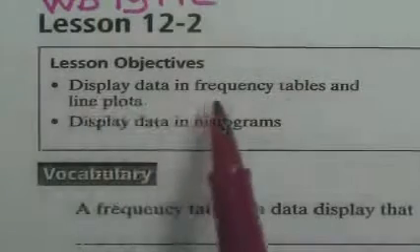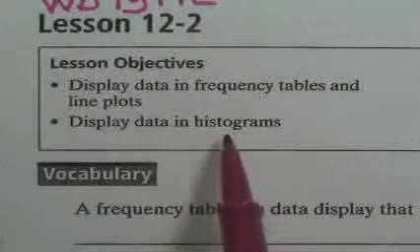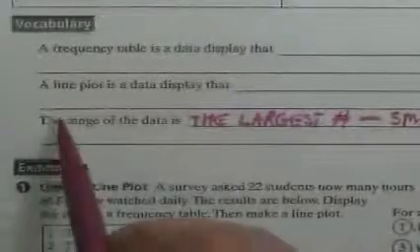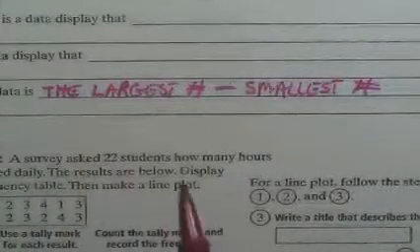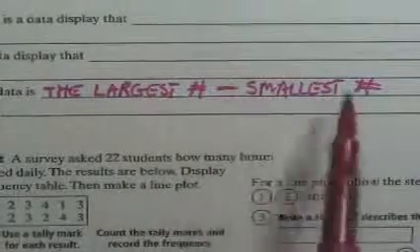Okay, we're going to talk about frequency tables, line plots, and histograms, also known as bar graphs. Let's just do one vocabulary word, and that would be range. The range of the data is the largest number minus the smallest number. That's the easiest way to remember it. The largest number minus the smallest number.